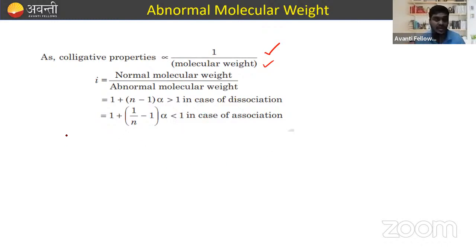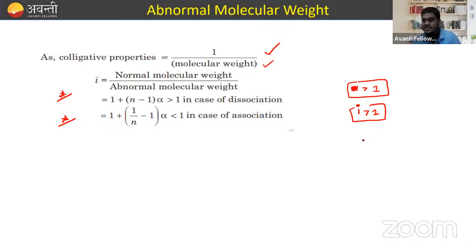Okay. Now this one is very, very important. These 2 points are very important. We already studied this thing: 1 plus (n minus 1) into alpha. This comes in case of dissociation, and 1 plus (1 upon n minus 1) alpha. This comes in case of association. So always remember that whenever the Van't Hoff factor i is greater than 1, it always undergoes dissociation, right?